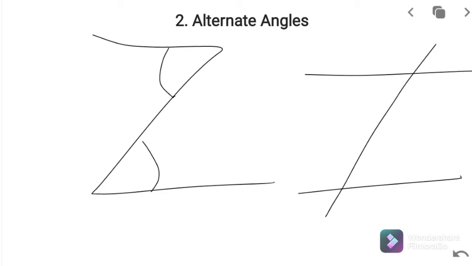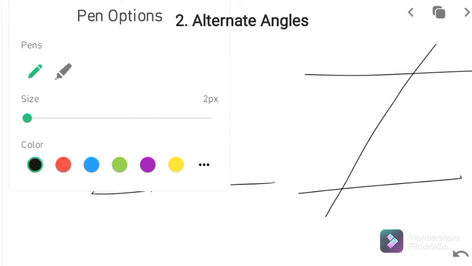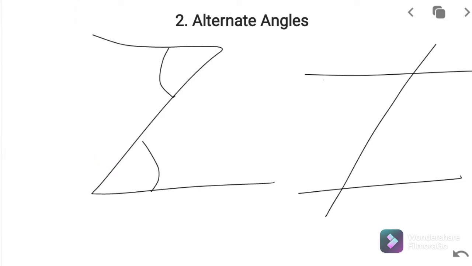We have a Z, like so. We see that this is actually a Z, 1, 2, 3, which means that here and here are alternate angles.